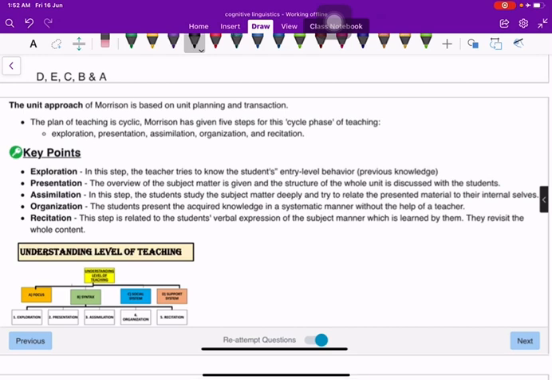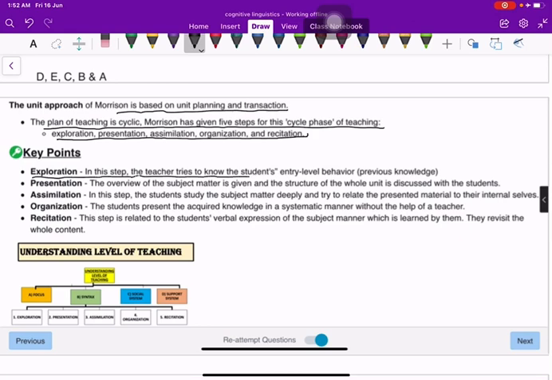The unit of approach of Morrison is based on unit planning and transaction. The plan of teaching is cyclic. Morrison has given 5 steps of cycle phase of teaching: exploration, presentation, assimilation, organization, and recitation. Exploration. In this step, the teacher tries to know the student's entry level behavior, the previous knowledge.